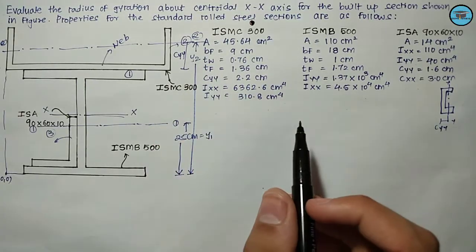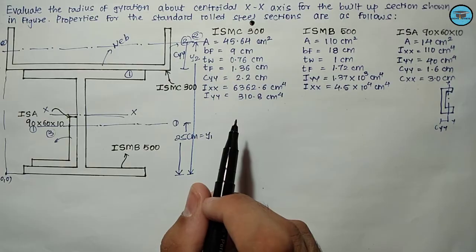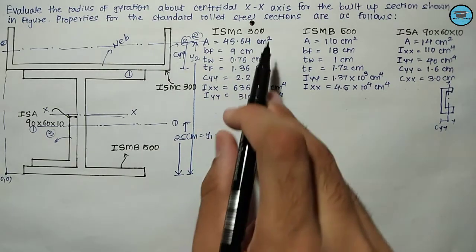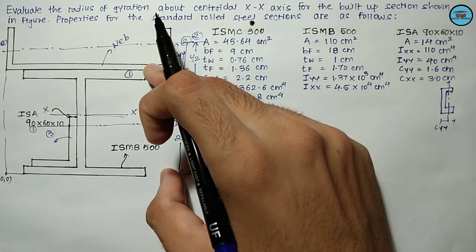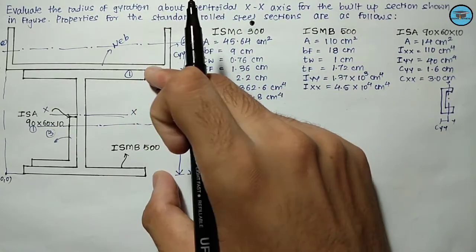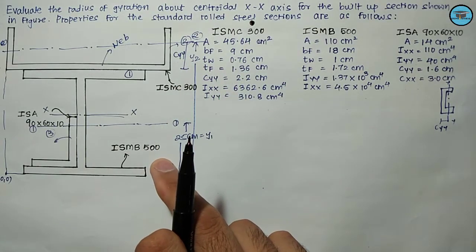So this is y2, and the value of y2 is nearly 52.2 cm. For the channel section, cyy is given as 2.2 cm. The overall depth of the beam section is 50 cm. So 50 plus 2.2, the value of y2 comes out to be 52.2 cm only.